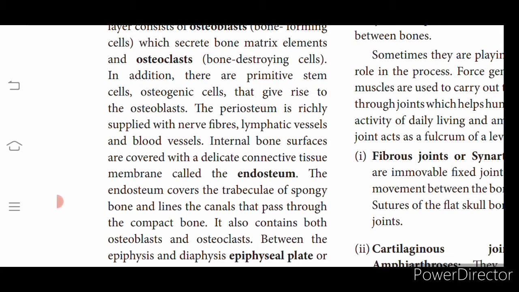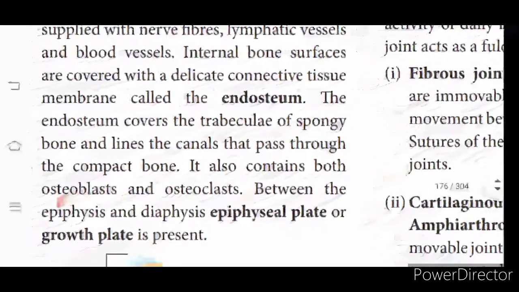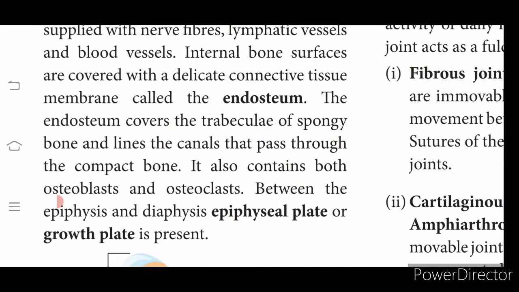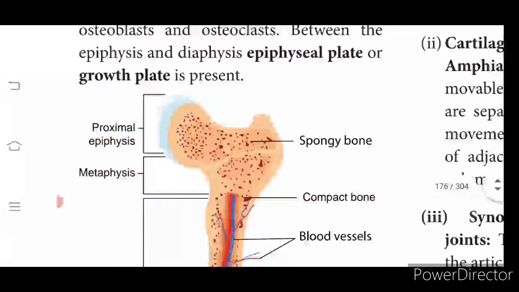The internal bone surfaces are covered with a delicate connective tissue membrane called endosteum. The endosteum covers the trabeculae of spongy bone and lines the canals that pass through the compact bone. It also consists of the osteoblasts and osteoclasts. Osteoblasts and osteoclasts are the bone cells. Between the epiphysis and diaphysis, the epiphyseal plate is present.